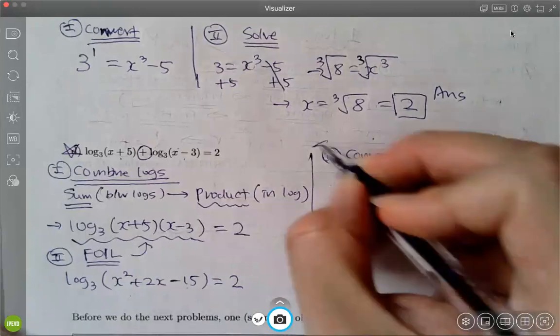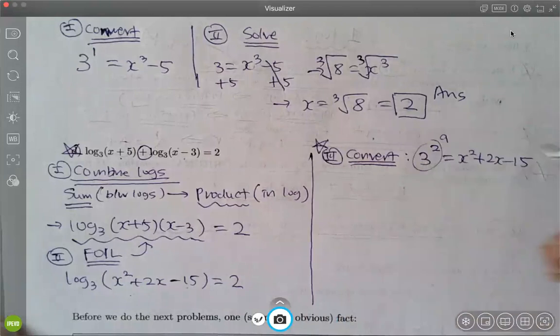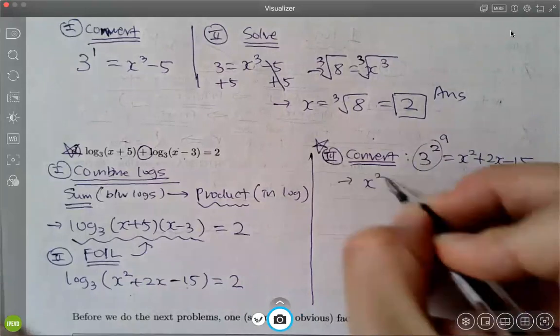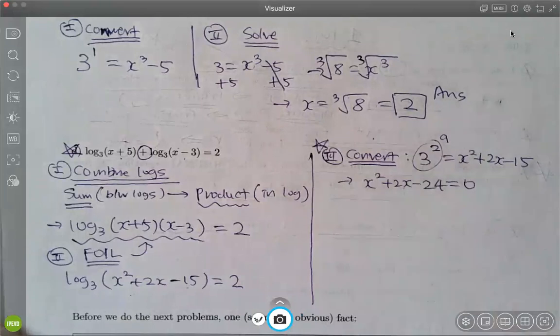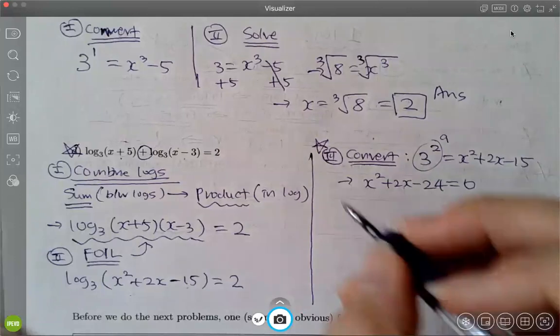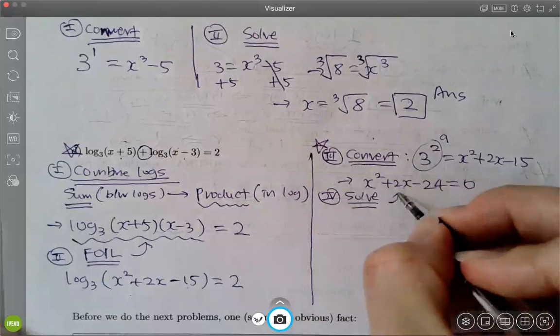And now, what does this mean? That's 9, right? And this is a quadratic equation, so what do you do? Make one side equal 0. So x squared plus 2x minus 24 is equal to 0, right? And now you solve. So now, can you factor the left-hand side?